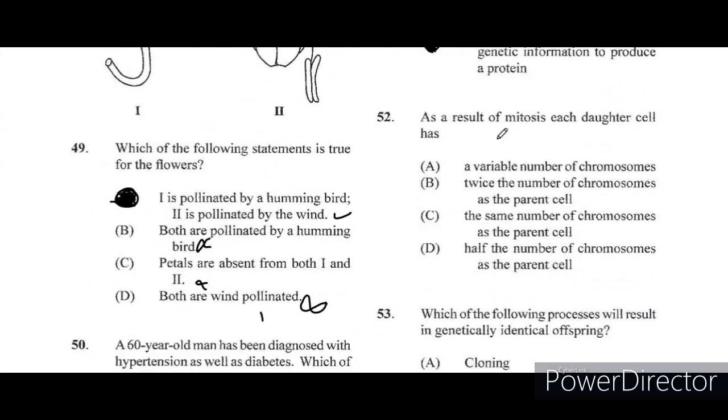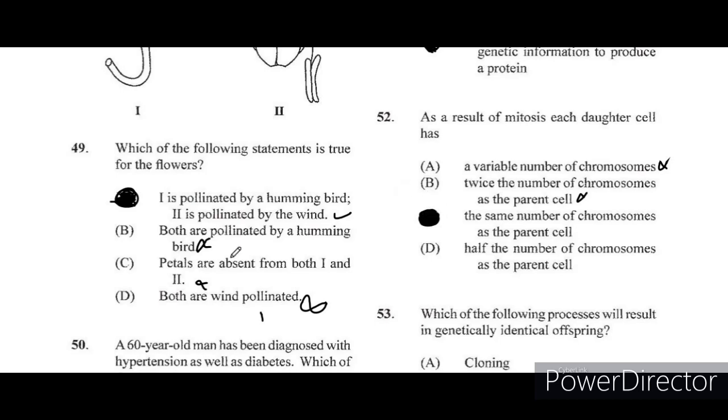52. As a result of mitosis, each daughter cell has a variable number of chromosomes. No, mitosis produces the same amount as the parent. Twice the number of chromosomes as a parent? Nope. The same number of chromosomes as the parent. Yes, it's genetically identical.